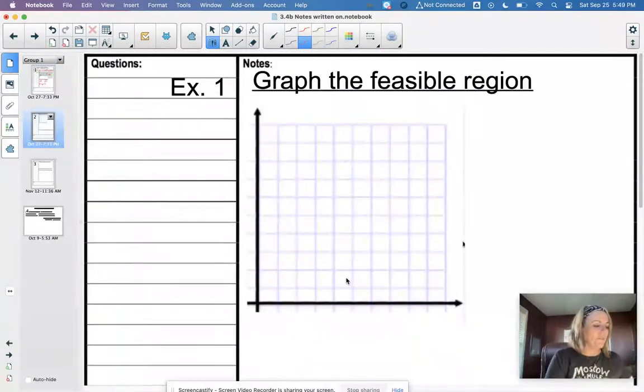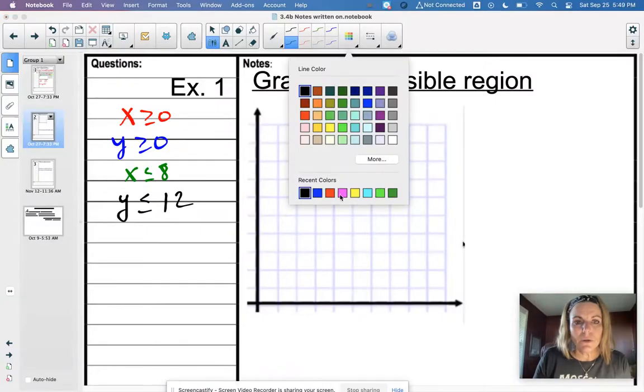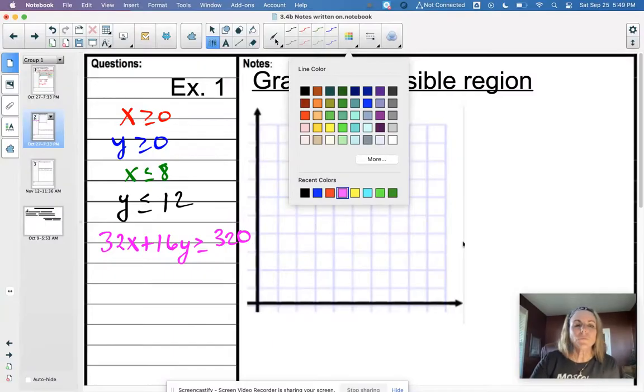So now we're going to graph the feasible region. Well, I have to write all of our constraints down again. We have x greater than or equal to 0. We have y greater than or equal to 0. We had x less than or equal to 8. We had y less than or equal to 12. And let's do one more color here. We'll do pink, which is 32x plus 16y is greater than or equal to 320. All right.